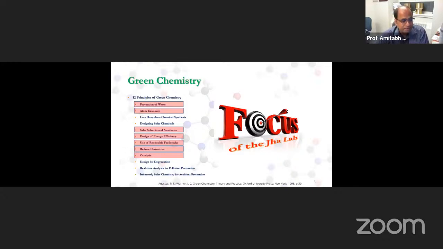design of energy efficiency by using procedures by which you can actually reduce the amount of energy given to a reaction to be performed, use of renewable feedstocks, so certain chemicals that can be renewed, reduce derivatives, and use catalysis to make your reaction more efficient.